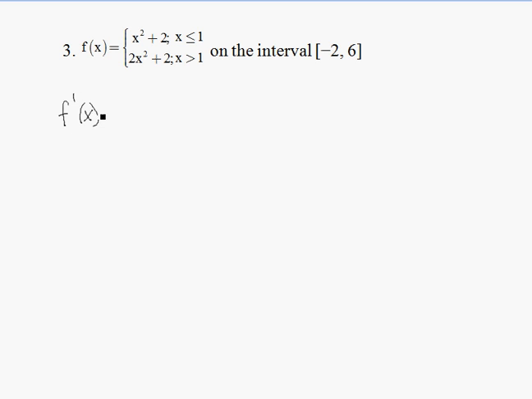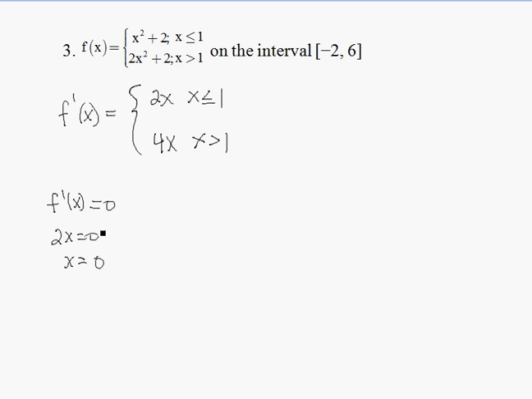So I'm just going to write the derivative as f prime of x, and then just write it as two separate functions. 2x when x is less than or equal to 1, 4x when x is greater than 1. So let's set the derivative equal to 0. There is no time in which the derivative is undefined, except when it's discontinuous, and we'll deal with that later. F prime of x equal to 0, so 2x equals 0 when x equals 0.